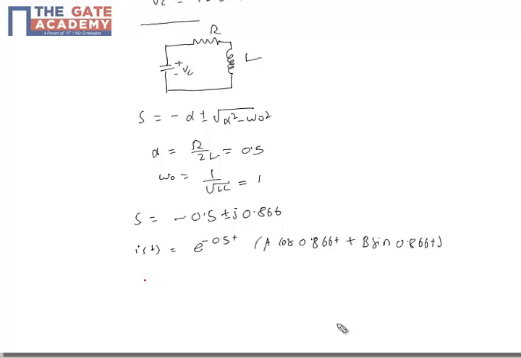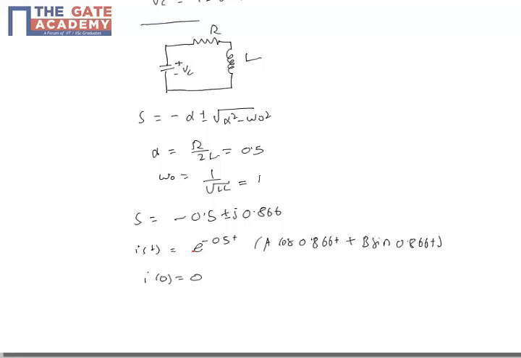Now this t equal to 0 means actually at the first second. Now i of 0 is equal to 0. That is because of the presence of an inductor. The current cannot take up a sudden instantaneous value.